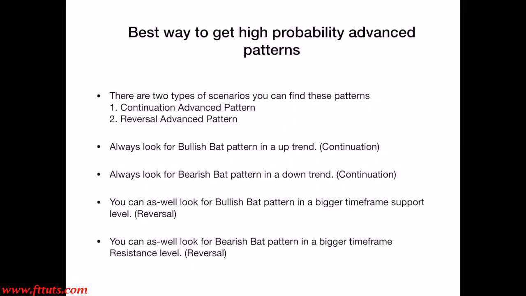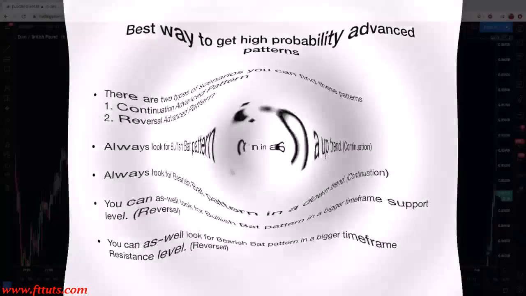You can as well look for a bearish bat pattern at a bigger time frame resistance level, and that's actually a reversal. Meaning that when you're at the resistance of maybe a 4 hour or daily and you get a bearish bat pattern on that resistance level, that could as well be a reversal, meaning that price is now ready to go back to the downside.